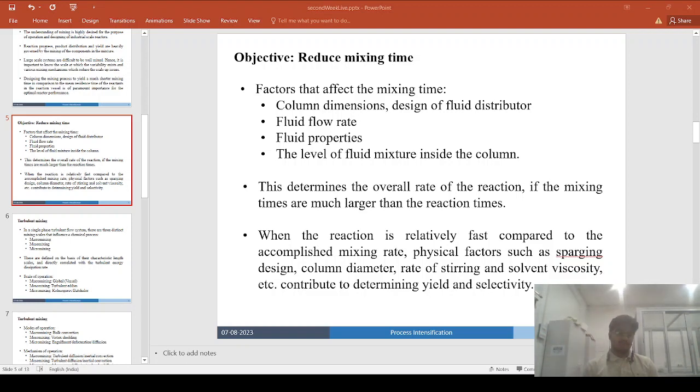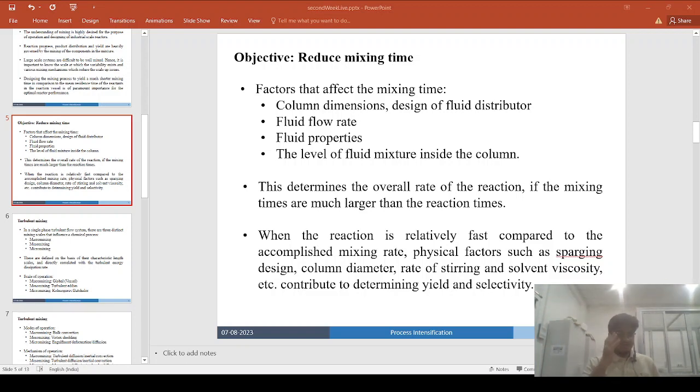The mixing time depends upon the column dimension and the design of the fluid distributor. Mixing time also depends upon the fluid flow rate, fluid properties, and the level of fluid mixture inside the column. If your column dimension is in the micro range, as in a microreactor, the adjacent fluid particles or the different phases of a multiphase system will get mixed quickly, as compared to columns with larger dimensions.